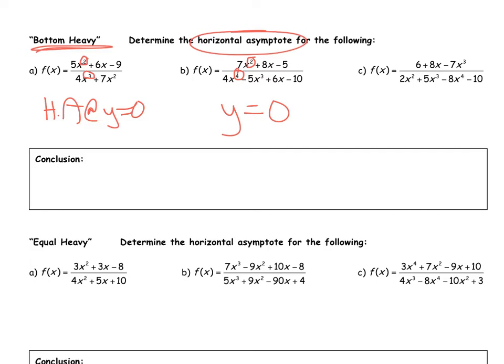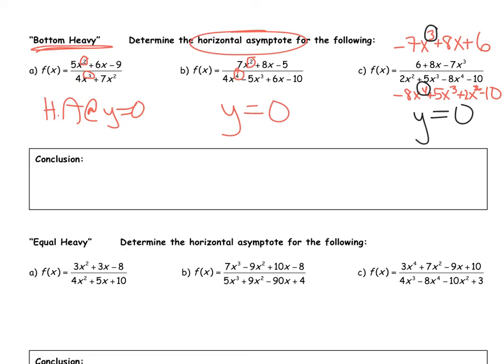And now lastly, for letter C, we do need to do a little bit of rearranging. So I'm going to rearrange my numerator and denominator. Now that I rearranged my numerator and denominator, I want to look for the highest degree in both the numerator and denominator. In the numerator, the highest degree is 3. In the denominator, it's a 4. So again, clearly, this is bottom heavy. My horizontal asymptote exists at y equals 0.